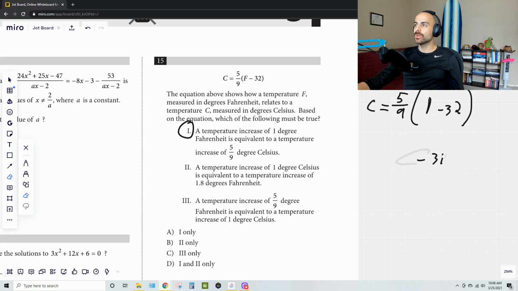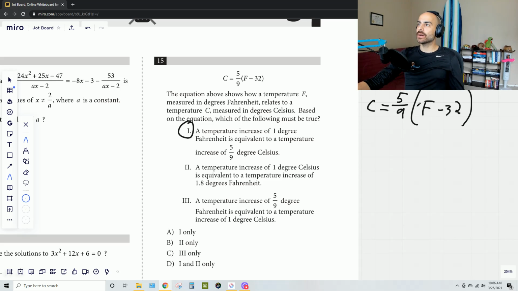What about 2? Well, they're talking about what if we were to change 1 degree Celsius? Is that equivalent to 1.8 degrees Fahrenheit? Well, the only way I can really figure that out is I need to get Fahrenheit by itself here. So what I'm going to do is rearrange this expression where F is by itself. So that way I can really isolate the changes that are going on with F.